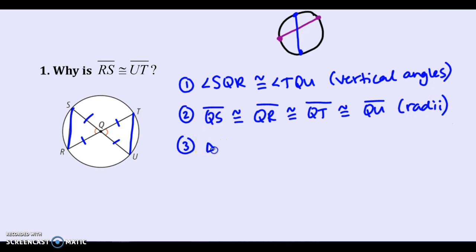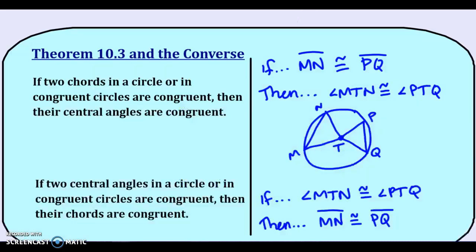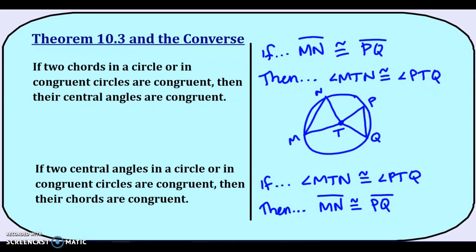Now I can see that triangle SQR is congruent to triangle TQU by SAS congruence theorem. So a throwback to semester 1. Therefore, I can now finally say that RS is congruent to UT by, you guessed it, CPCTC, one of our favorite theorems. So therefore, you know that this chord will be congruent to this chord, assuming they have the same central angle.